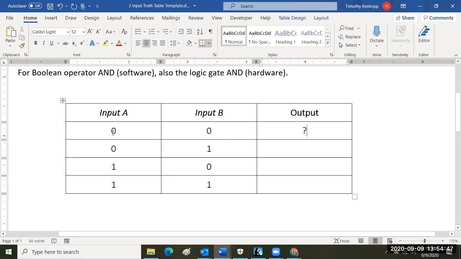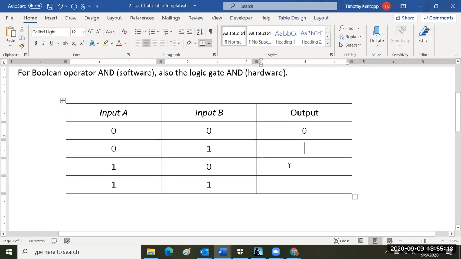So let's walk through it again. Here's the truth table for and. In this case, what do I have for an output? 0. Neither A nor B is a 1. So my output is a 0. What about this one? 0 as well. Input A has to be 1 and input B has to be 1 in order for that to be 1. Is it? So we have a 0 for the output.